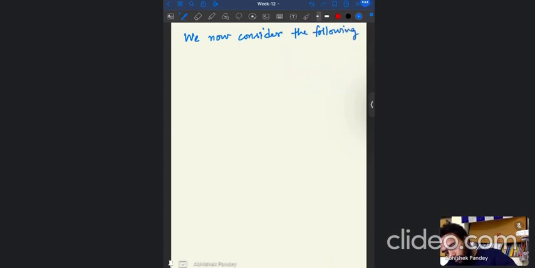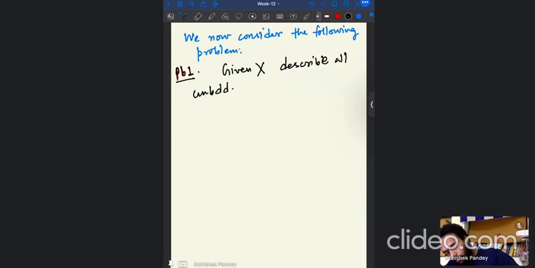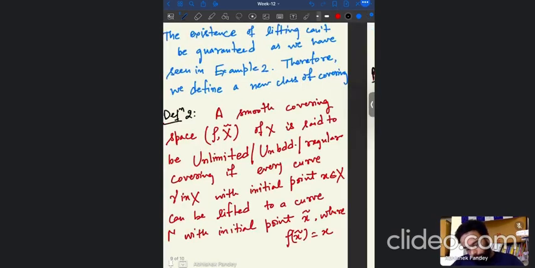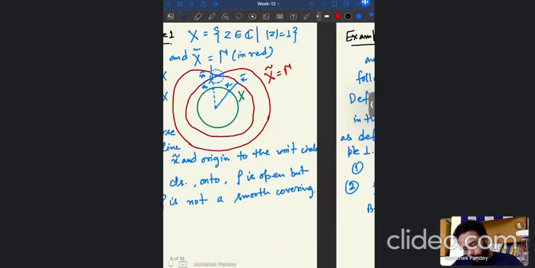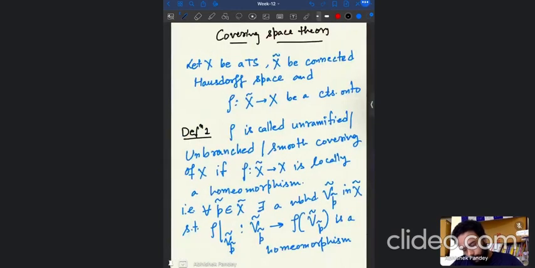Following problem, which is basically: given X, describe all unbounded, unramified coverings of X. Okay, so unramified means smooth covering. Here we have already defined this.